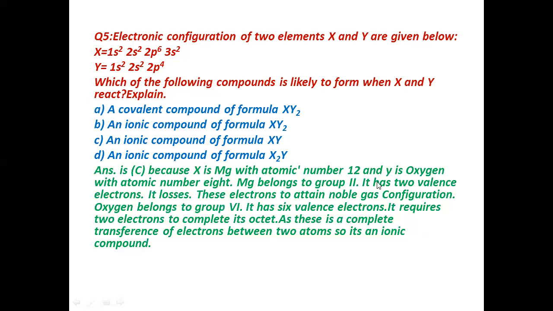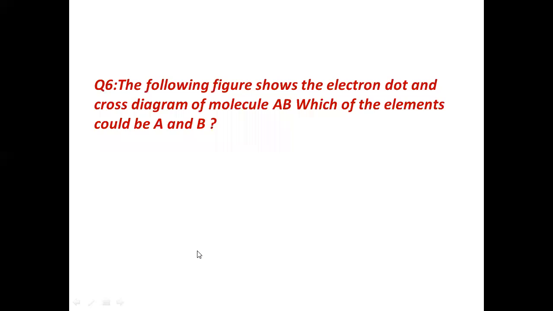X is magnesium with atomic number 12, and Y is oxygen with atomic number 8. Magnesium belongs to group 2. It has 2 electrons in the outermost shell, and it loses these electrons to attain a noble gas configuration. Oxygen belongs to group 6. It has 6 electrons and requires 2 electrons. As there is a complete transfer of electrons between the 2 atoms, it is an ionic compound. And for 1 magnesium, we need 1 oxygen atom.